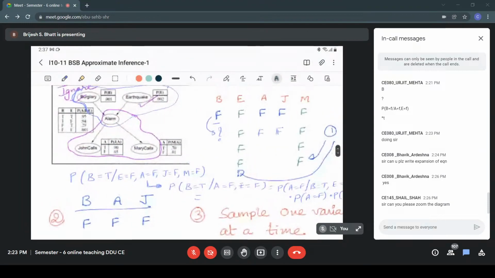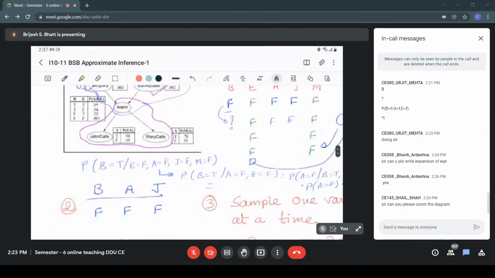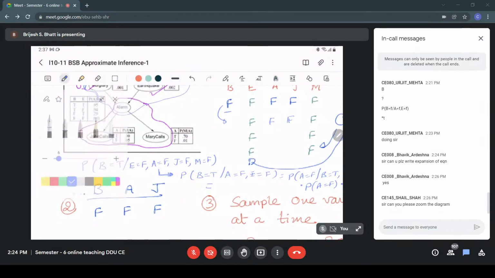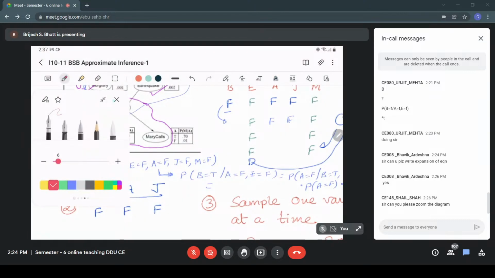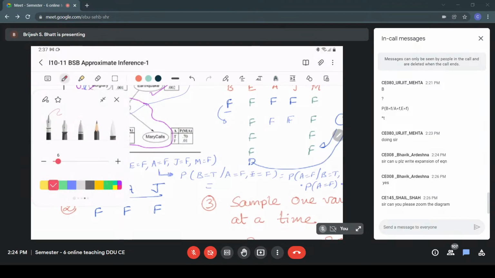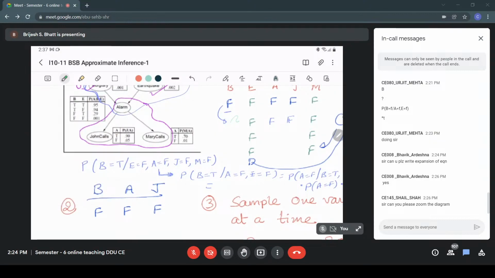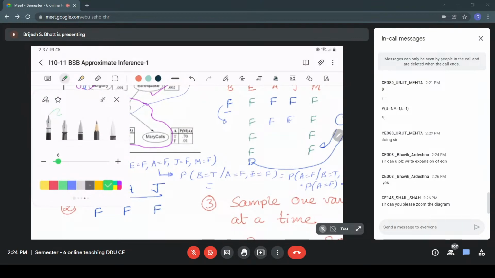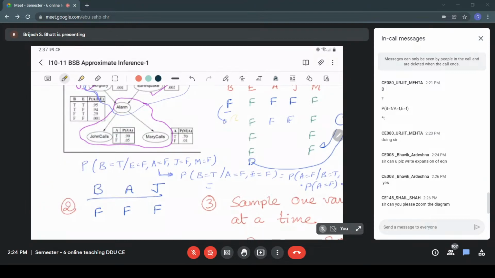So once B is sampled, in the second iteration, what do we do? Here we have sampled B and we get the answer, let's say false. If you complete it and if you get a new answer, please let me know. But for now, let's say we got the answer B is equal to false. B remains false. So this was our second sample.